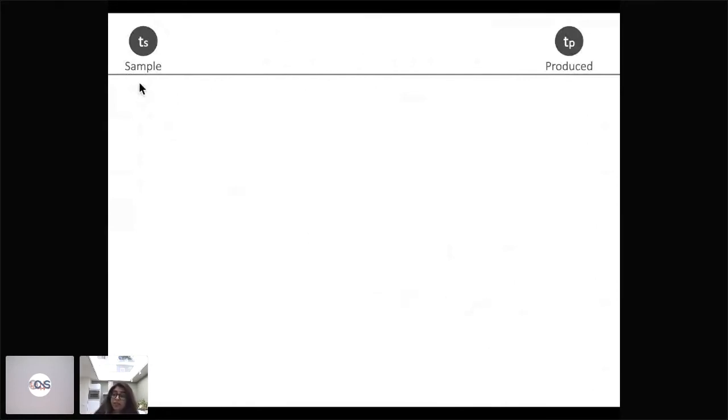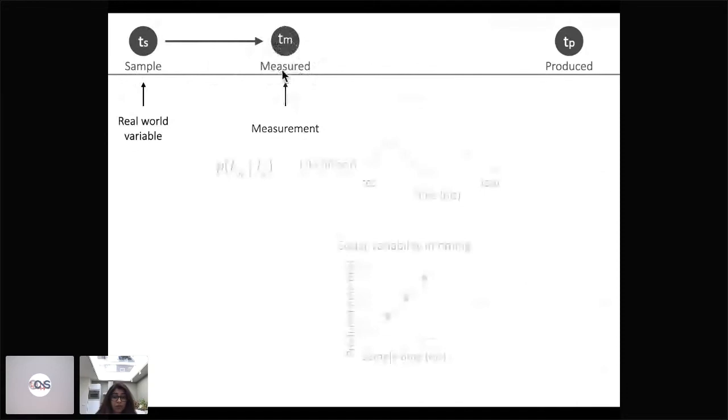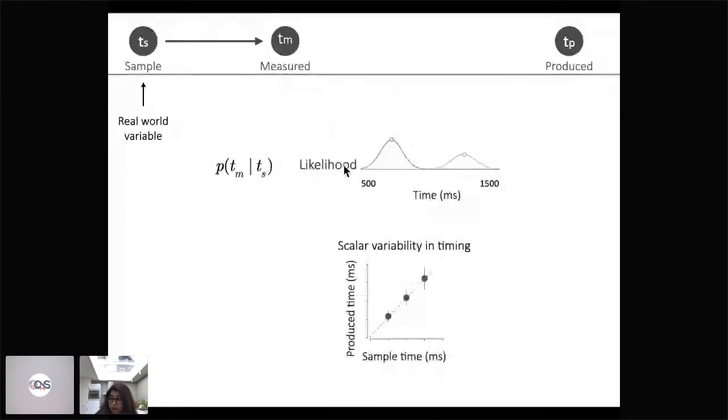Basically, this gives us some insight that there is a real world time interval out there, but the brain only has access to a noisy measurement. We can model the uncertainty in this measurement by using a likelihood function. And because, as I mentioned, the variability in responses scales over duration, we're going to model this likelihood such that the standard deviation of these likelihoods scales with duration. So these are two separate observations, two separate likelihood functions.